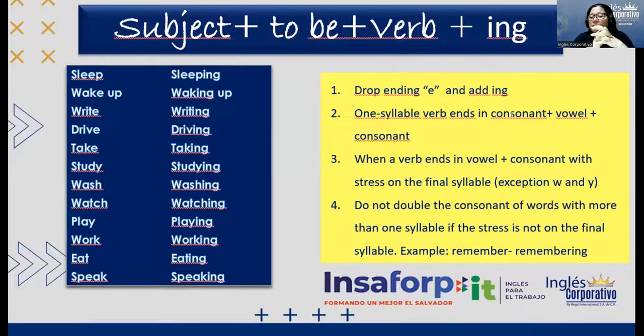Entonces, ahí sí no vamos a doblar la letra, ¿verdad? Con la W y la Y. ¿Con cuáles sí? Con las que tengan el estrés al final, ¿verdad? También cuando no sea el acento en la sílaba final, entonces no vamos a duplicar esa consonante, ¿verdad? Entonces, son pocas las reglas, pero son, podemos decir, claras, ¿sí? Son muy claras.